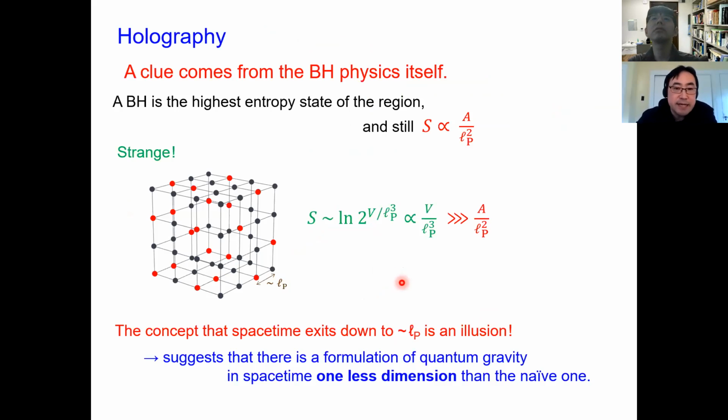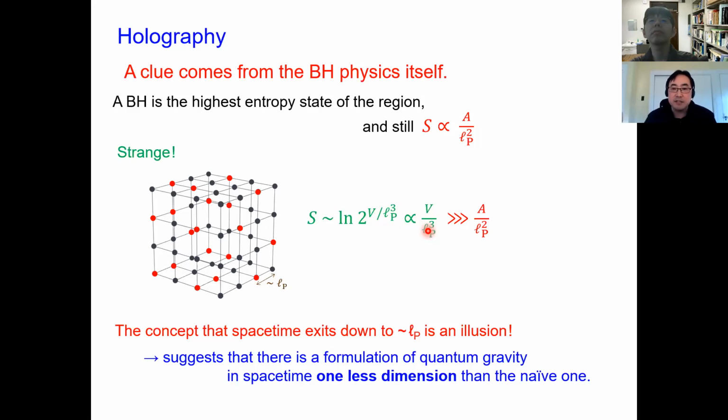So remember that the entropy of the black hole went like the surface area of the horizon. This is crazy if you think a bit more carefully, because if space-time is composed like a lattice of Planck length size, then what's the entropy? You can put or not put a particle at each site. So then the number of possible states is 2 to the volume in units of Planck length. And if you take a logarithm, that's the entropy, it goes like a volume, okay, in Planck units.